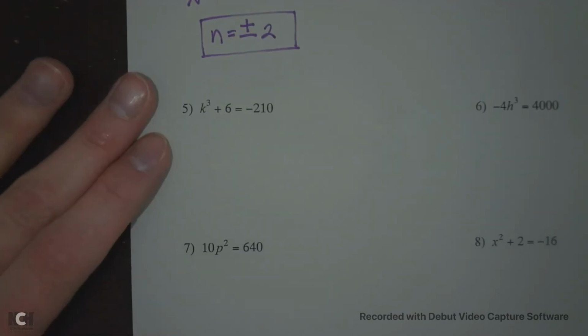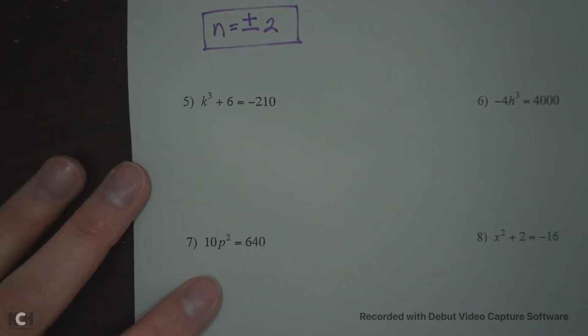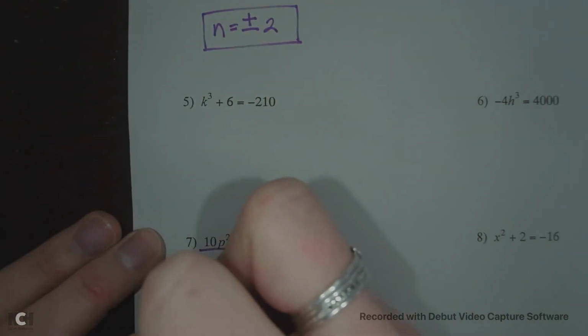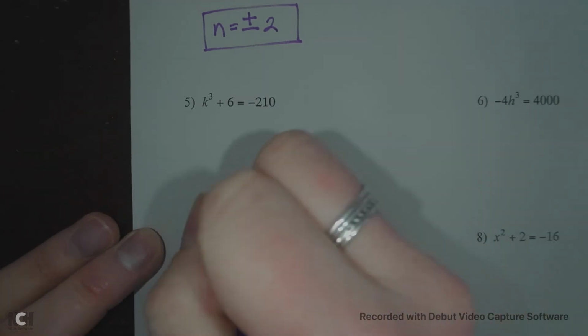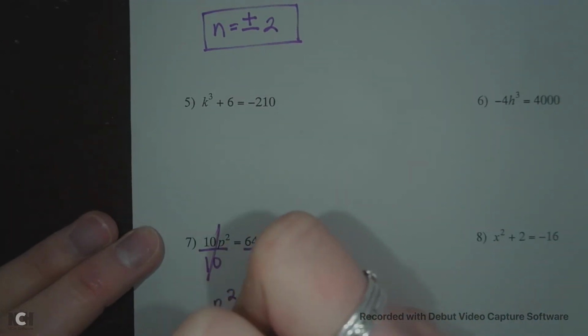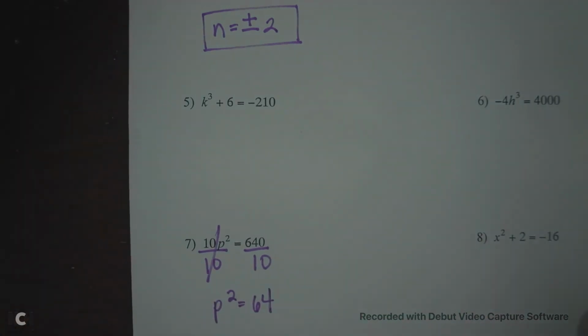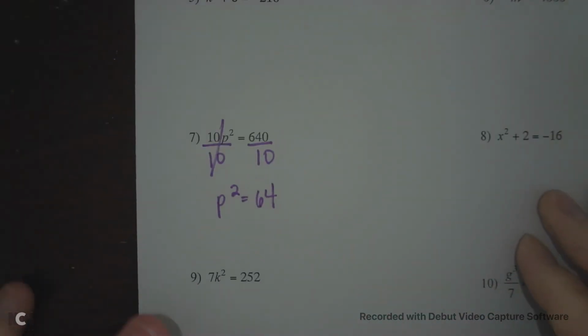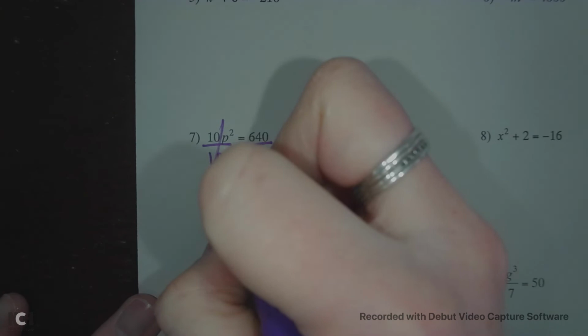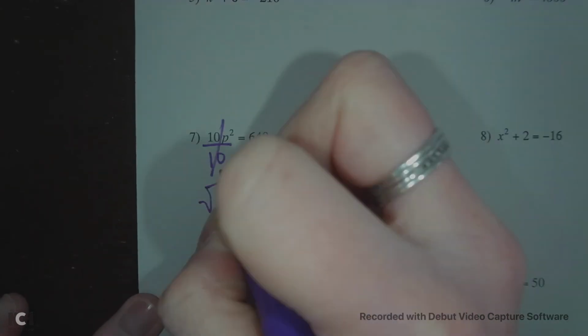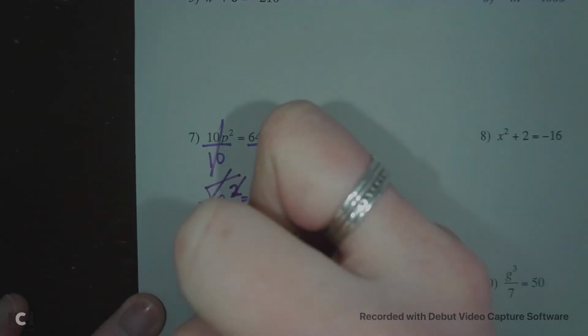Let's look at number 7. So the first thing we're going to do on number 7 is we're going to divide each side by 10. So then we have p squared equals 640 divided by 10 is 64. So now our variable is pretty much by itself, but it has that exponent of 2. So the opposite of squaring something is square rooting. Those will cancel, leaving us just our p.